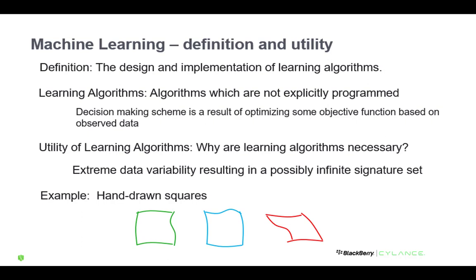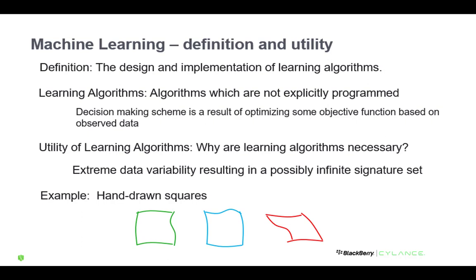Okay, so what is a learning algorithm? These are just algorithms which are not explicitly programmed. The idea here is that the decision-making scheme is a result of optimizing some objective function, some objective, let's just say, based on observed data. Now, what is the utility of these kinds of algorithms? So why are they necessary?